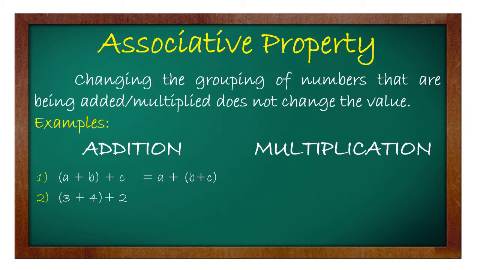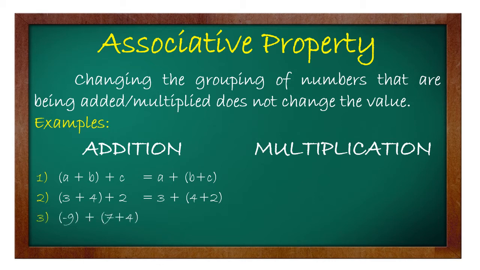Now, kung papalitan natin yung groupings natin, magkakaroon tayo ng 3 plus quantity 4 plus 2. So, unahin natin yung nakagrupo. 4 plus 2 is 6. 6 plus 3 is 9, which is the same with the sum dun sa quantity 3 plus 4 plus 2.